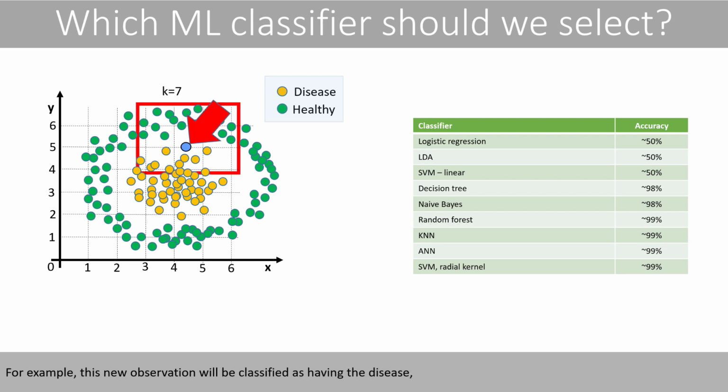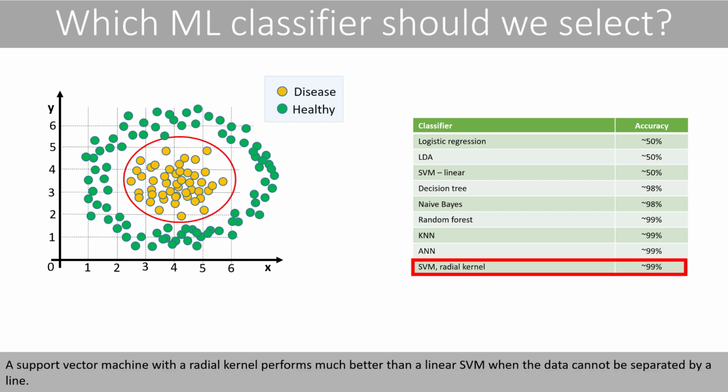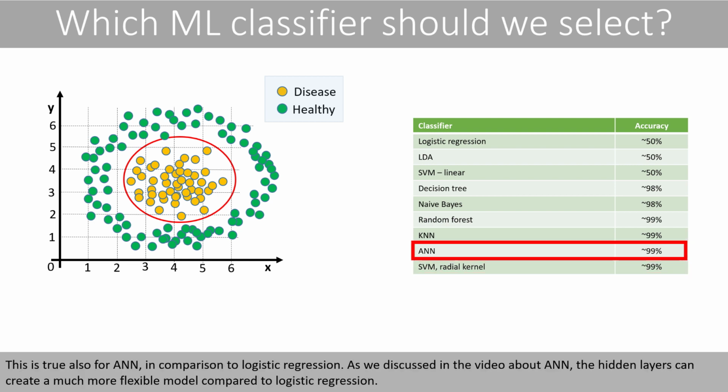For example, this new observation will be classified as having the disease, because the majority class of, for example, the 7 closest neighbors are of class disease. A support vector machine with a radial kernel performs much better than a linear support vector machine when the data cannot be separated by a line. This is also true for artificial neural networks in comparison with logistic regression.